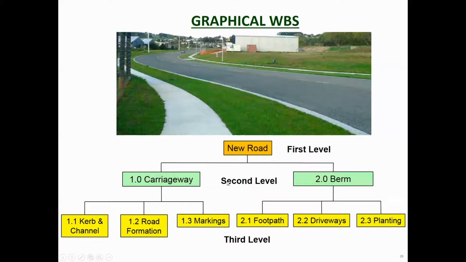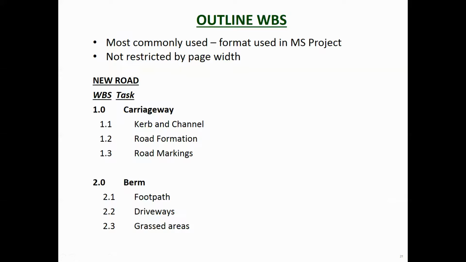Now this graphical work breakdown structure, I've included it here because it shows very clearly what happens, but it's not what we use in practice. What we use in practice is the outline work breakdown structure, where we take it down the page. You can see with the graphical work breakdown structure, we would have run out of page width pretty quick. But with this, we can just keep on adding stuff going down the page. And this is what Microsoft Project does. You can put extra things in there, you can add stuff to the bottom. So it makes it quite convenient.